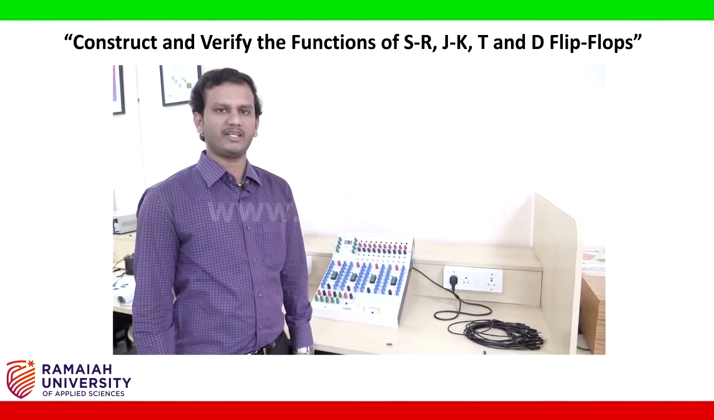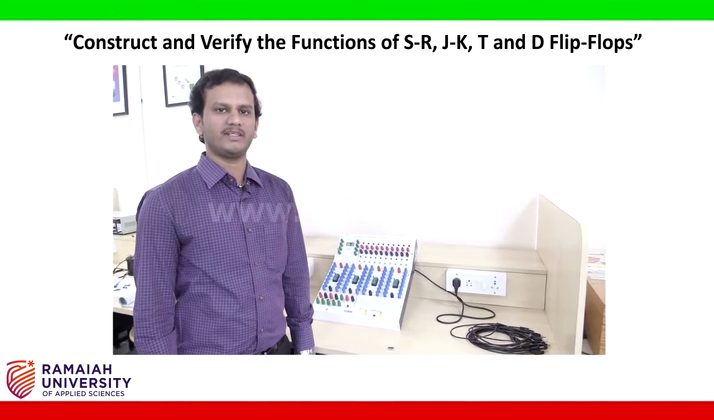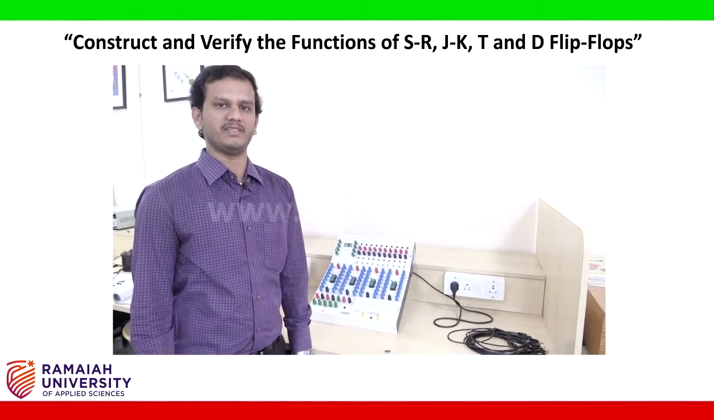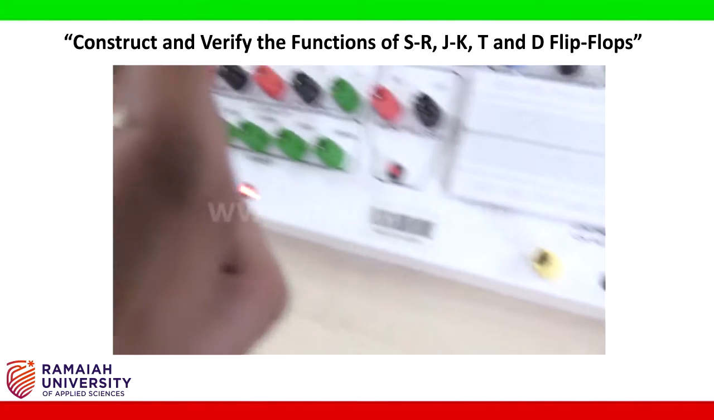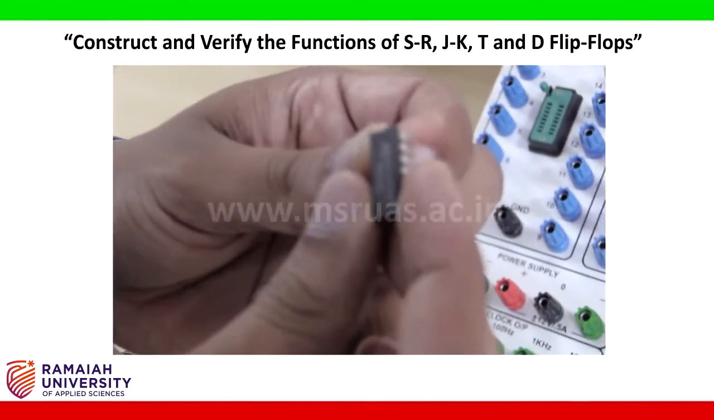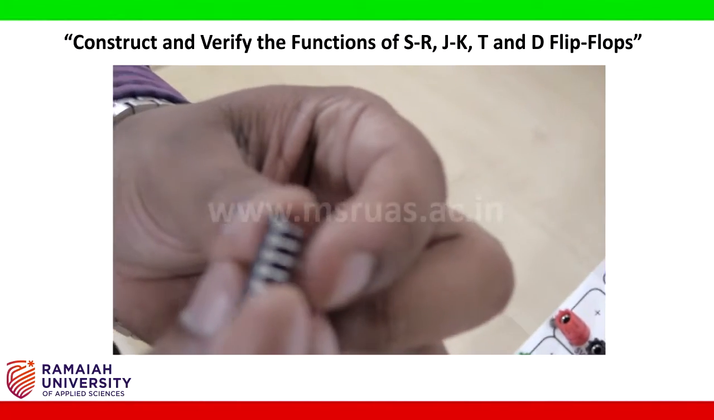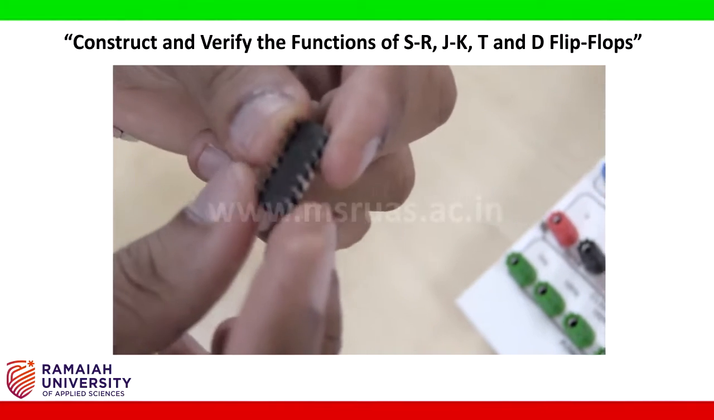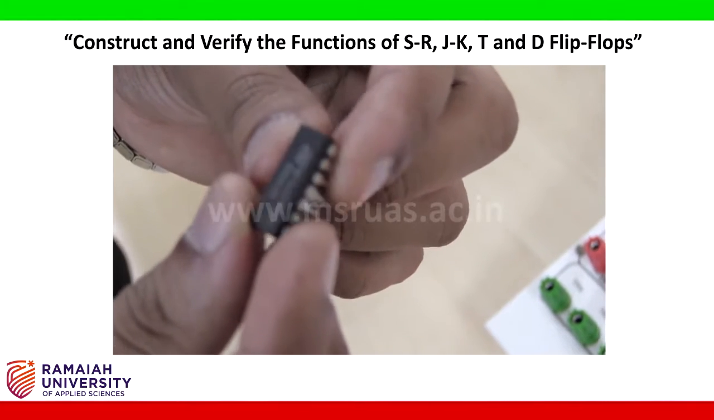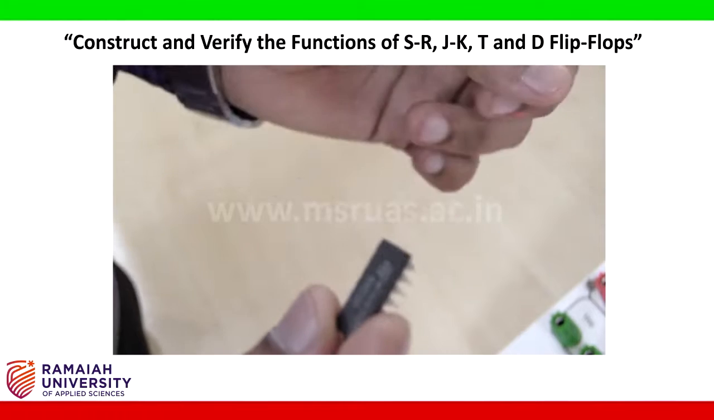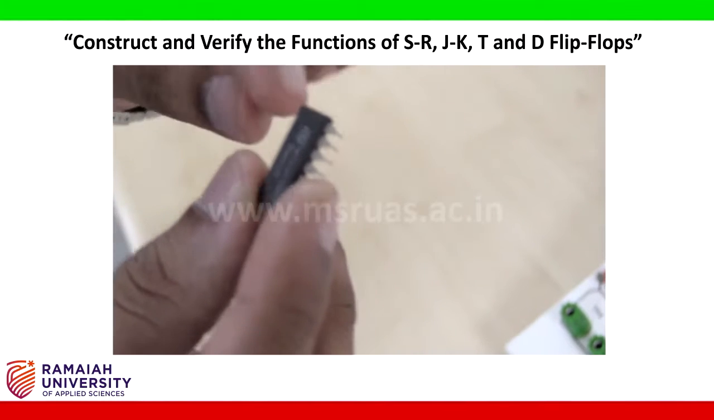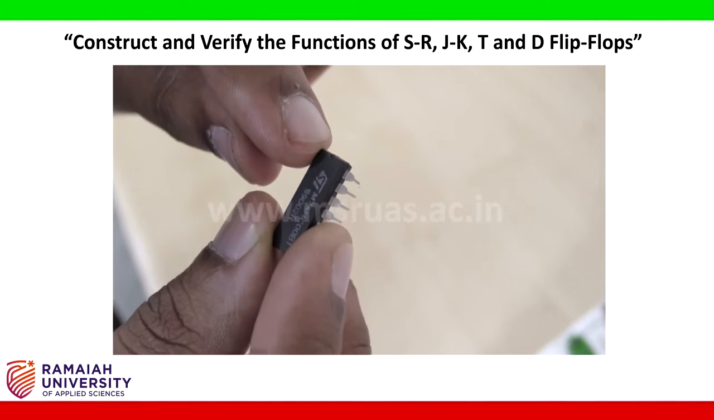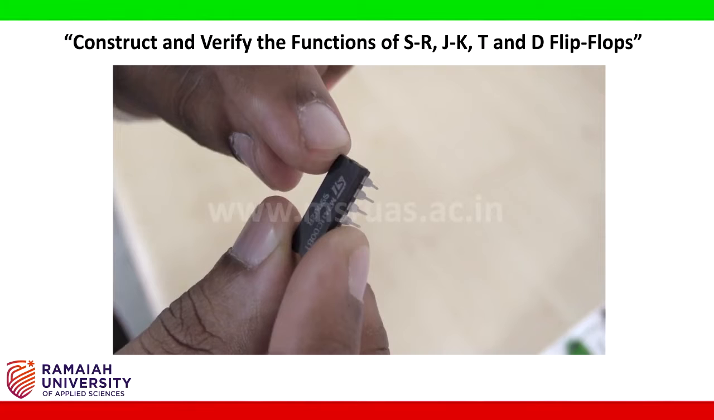After checking the conductivity of the patch cords, now let us place the IC into the IC base. This is a 7400 IC. This represents NAND gate and we have to place this IC into the IC base here. As I told, this is a 14 pin IC. While you are placing this IC into the IC base, we have to make sure that there is a notch at the top of the IC, so that should always be in the upward direction.